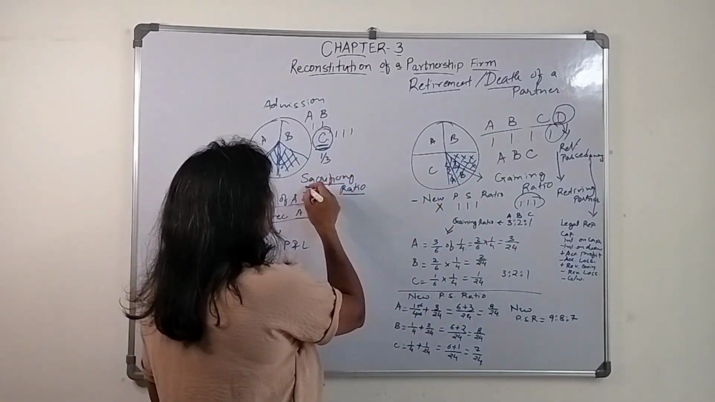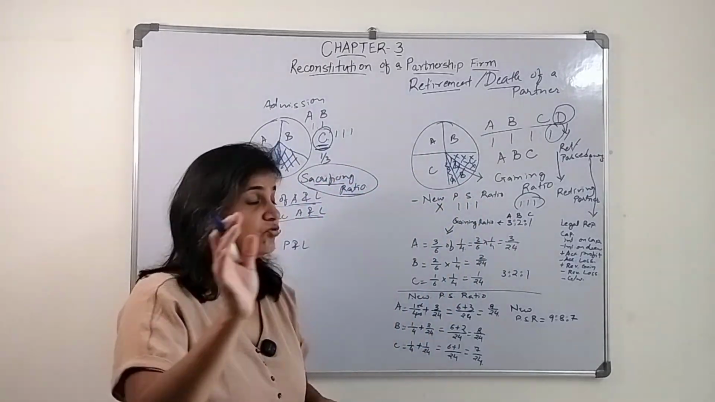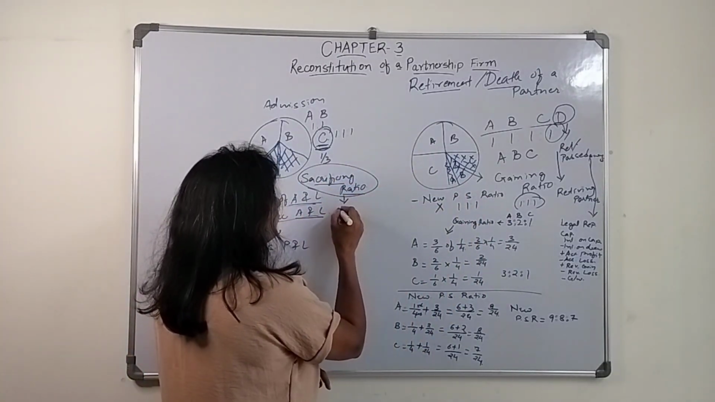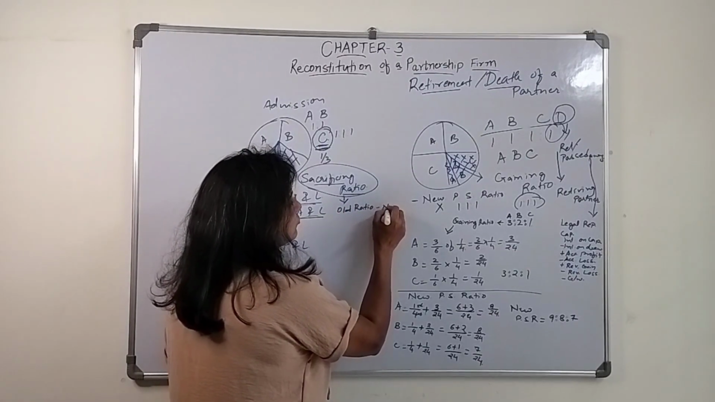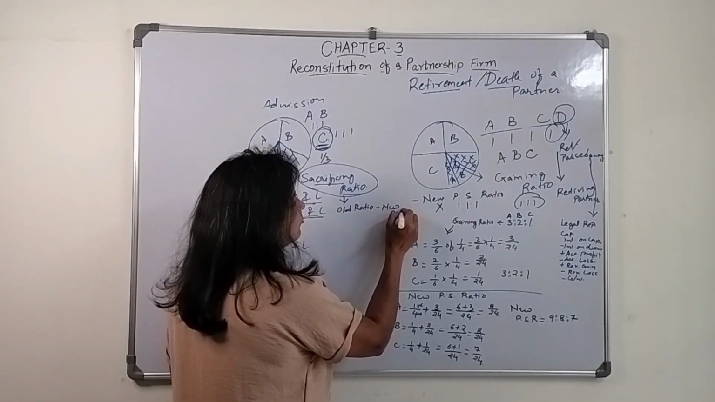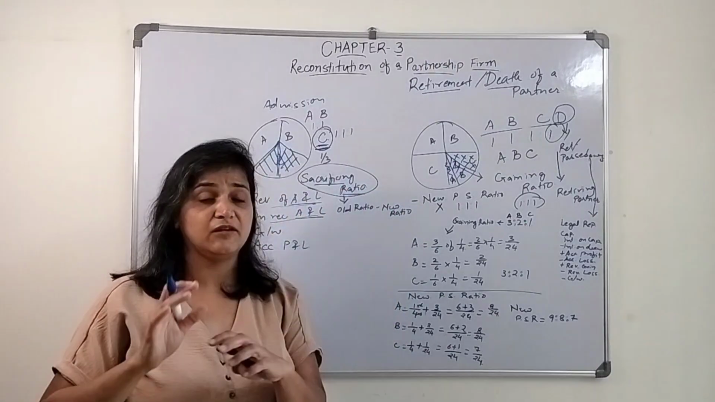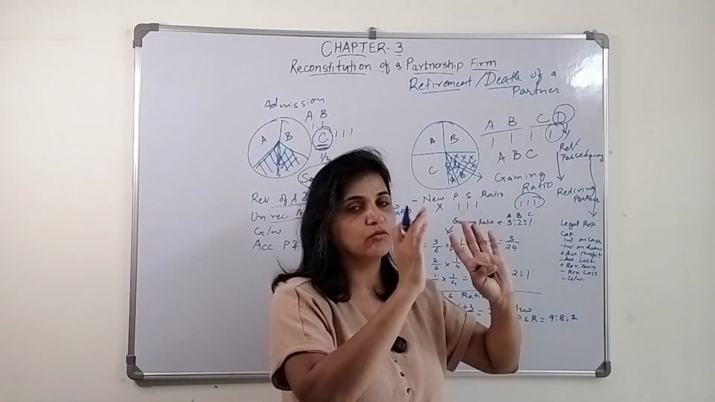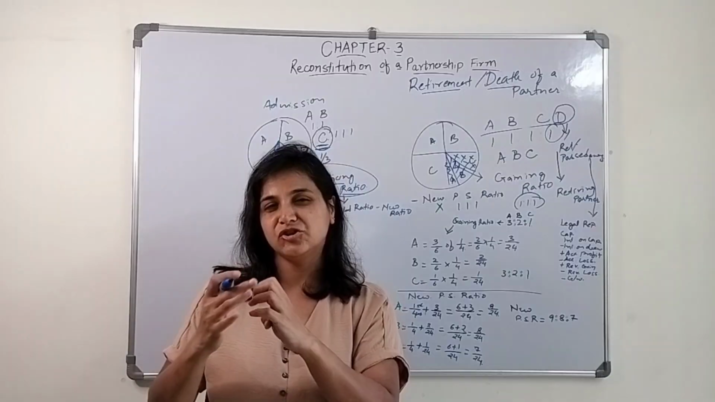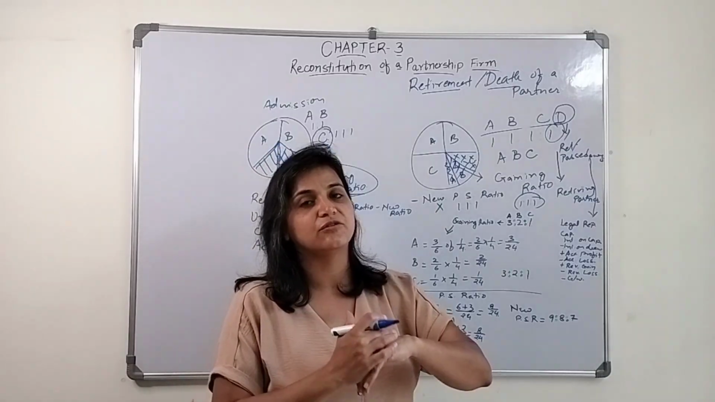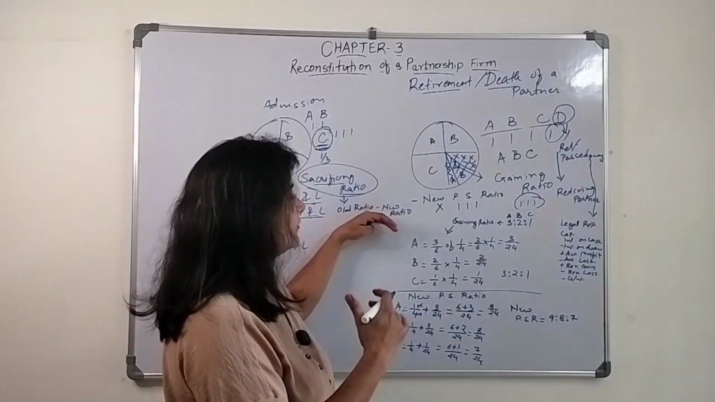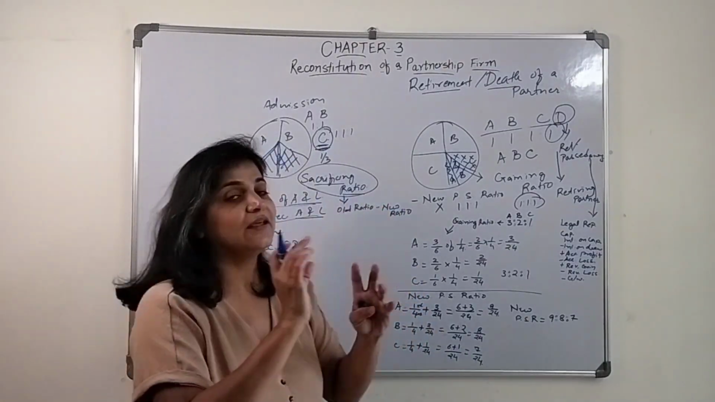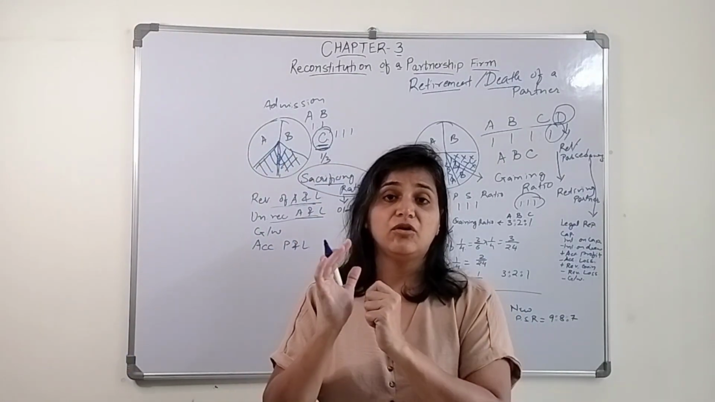Similarly, here we determined the sacrificing ratio. How did we determine the sacrificing ratio? Old ratio minus new ratio. Old ratio minus new ratio becomes the sacrificing ratio. Earlier they were getting so much, now they are getting less. Obviously, when there is an admission of a partner, the new profit sharing ratio will be less, so they are sacrificing that much amount of their profit.